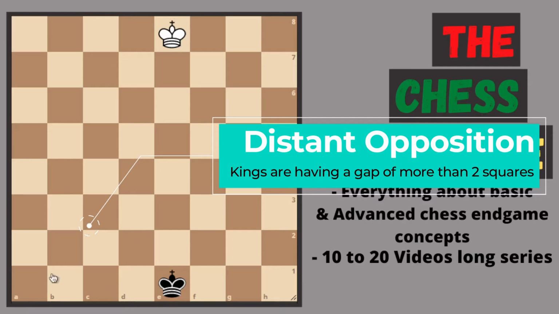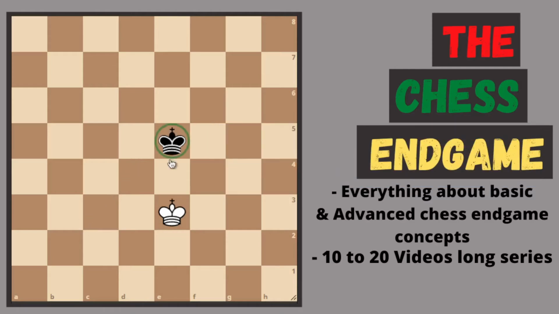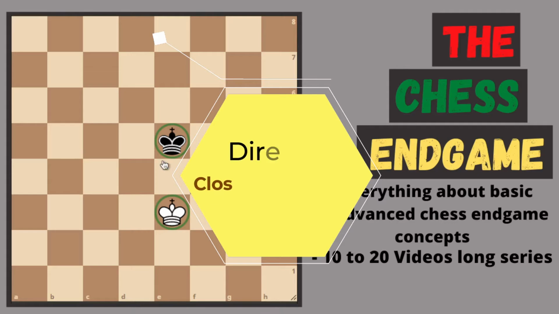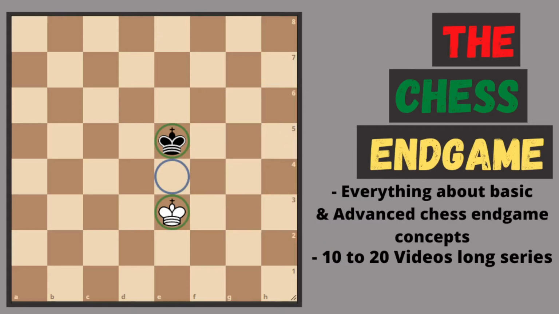And now we will take a look at closed opposition. This is an example which is 2 in 1. It is also direct opposition and it is a closed opposition. As there is a gap of only 1 square here, we can safely call it a closed opposition. And now we get on with direct and indirect opposition.